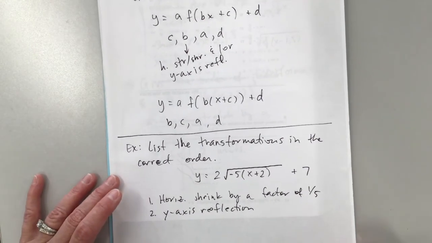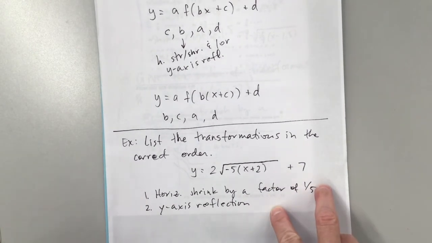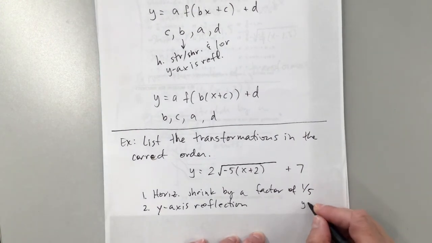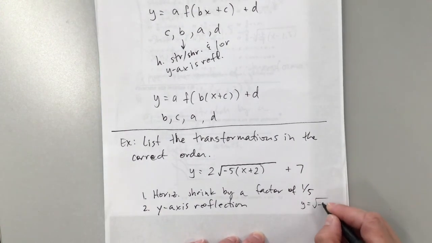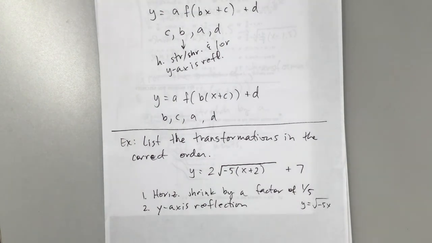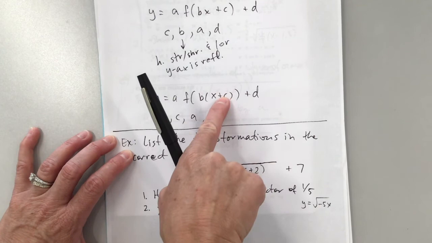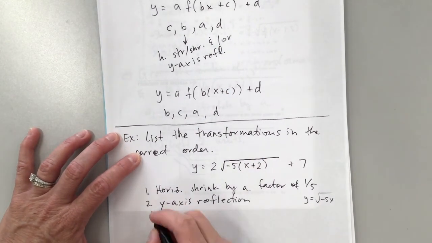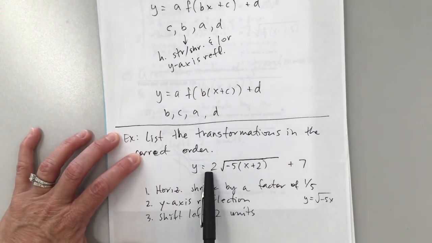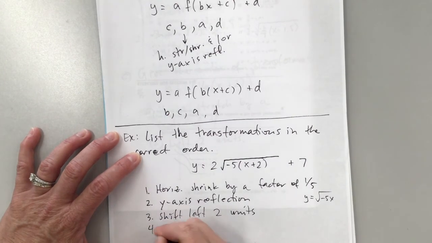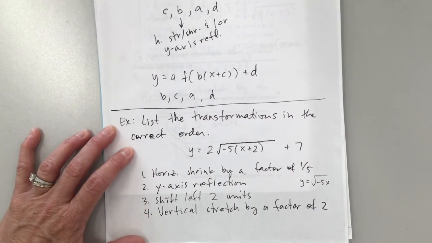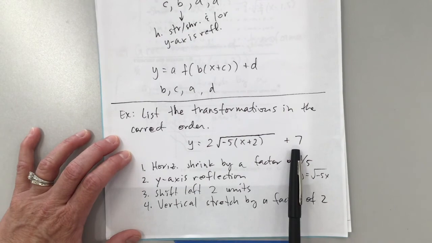Just so you know, if we stopped there, we would get y equals root negative 5x. All right, then we shift left by 2 units because we're now taking care of the c. It's a plus, so we shift left by 2. Next, we move on to the outside, the a there, vertical stretch by 2. Finally, we'll shift 7 units up.